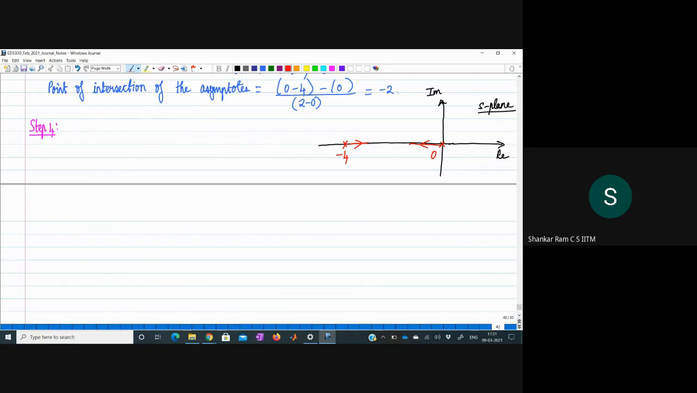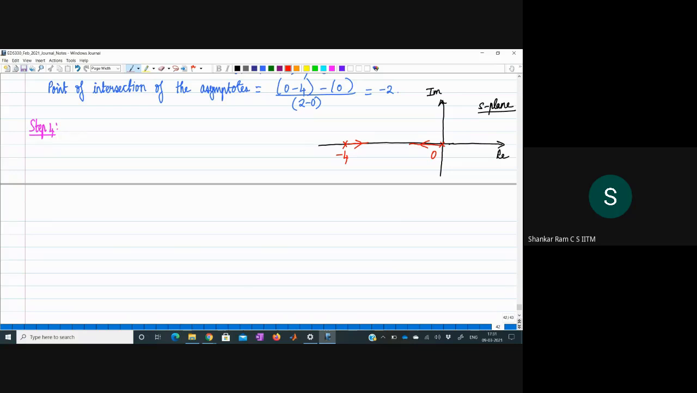See, we know that one branch starts from -4, right? And we also argued that it has to go along the real axis. But it can go either to the right or to the left. How did I ensure that now it goes only to the right? From step 2. Very good.